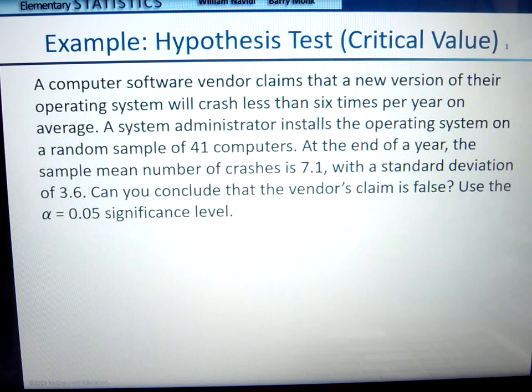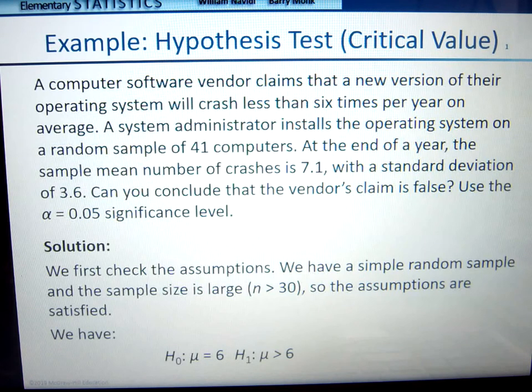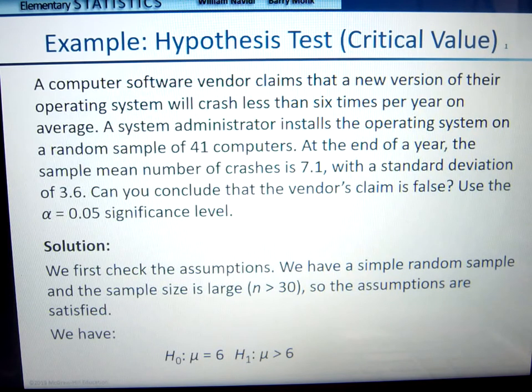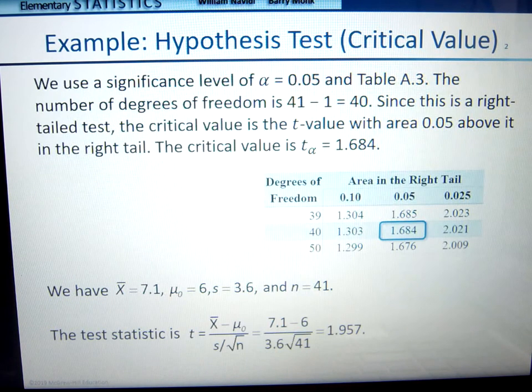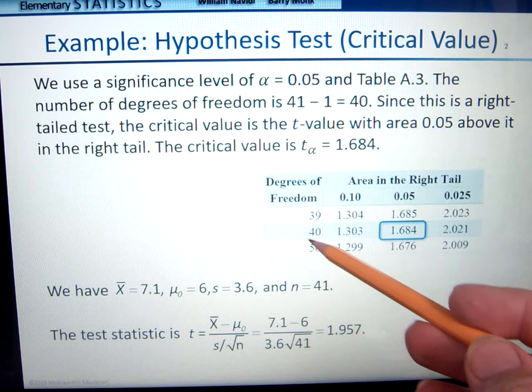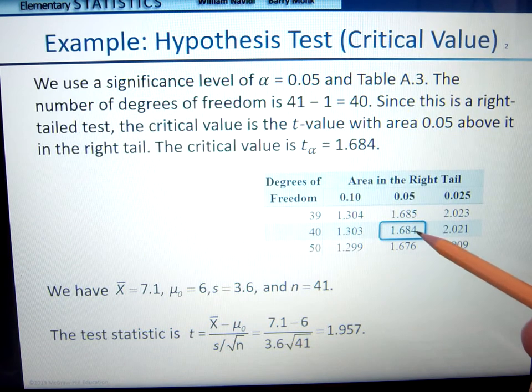We're going to use a 0.05 significance level. We checked the assumptions, so we're satisfied. So we're going to put the null hypothesis as equal to 6, and the alternate is greater than 6. The significance level is 0.05. The number of degrees of freedom is 40. And since this is a right-tailed test, the critical value is going to be 1.684.